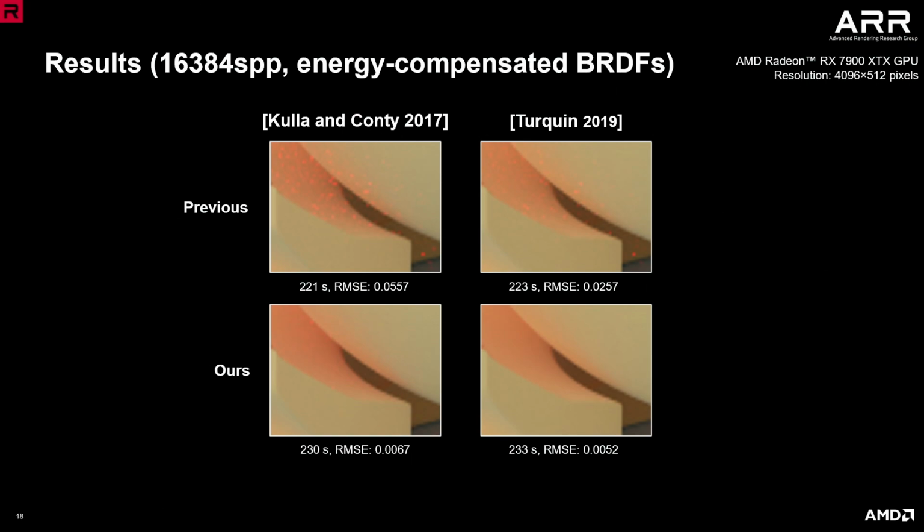In the previous method, there are noticeable fireflies on both energy compensated BRDF. Please note that this experiment is using a very large number of samples. Even with this large number of samples, the previous method can produce such fireflies. In our method, those fireflies are significantly reduced on both energy compensated BRDF, and the RMSE is also significantly improved.